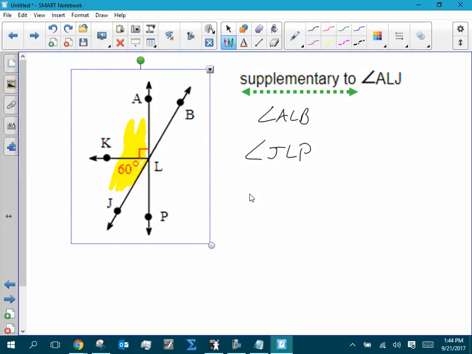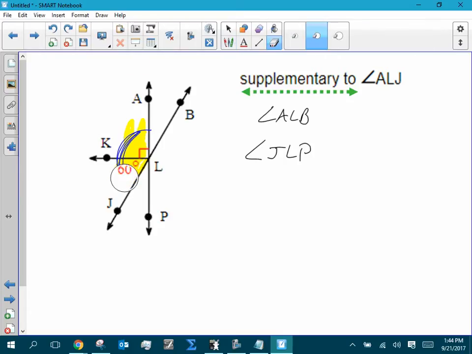They are supplementary. But now I'm going to go through here and say, okay, that's 90 degrees. Would you guys agree with that? Or sorry, not 90. 90 plus 60, so it's 150. Now, if I can find another angle up there anywhere that is 30 degrees, will the 150 and the 30 be supplementary? Yeah. But the issue we run into is there are no angles up there, other than JLP and ALB, that we can identify as being 30 degrees. Does that make sense to everyone?